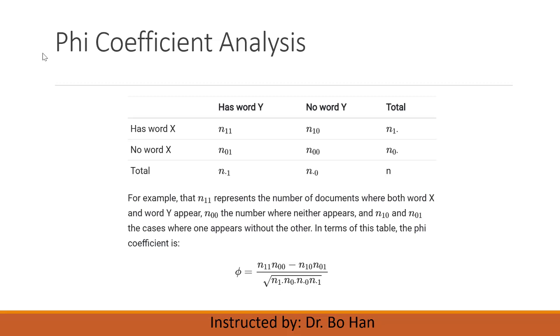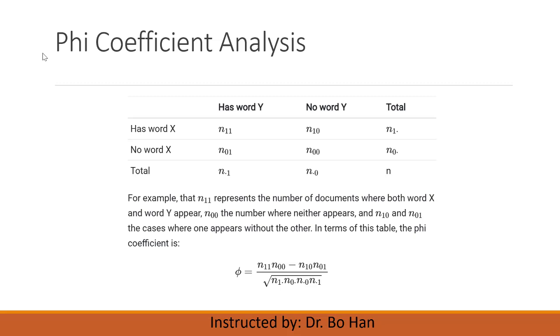So after you identify all the number of documents that qualify certain criteria, you can use the equation on this slide to calculate the phi coefficient. This coefficient indicates a probability. The probability that term x will appear in a document along with term y. By doing this, we can identify the correlation between term x and term y.